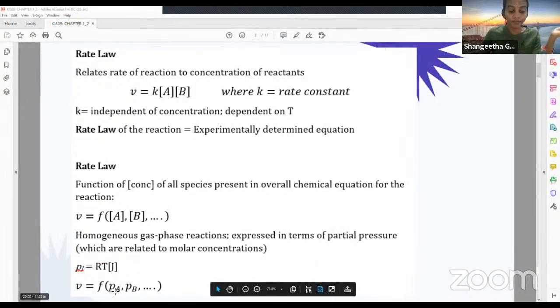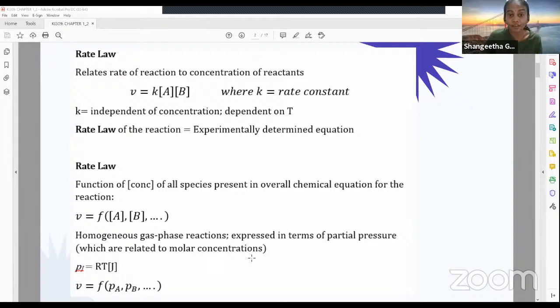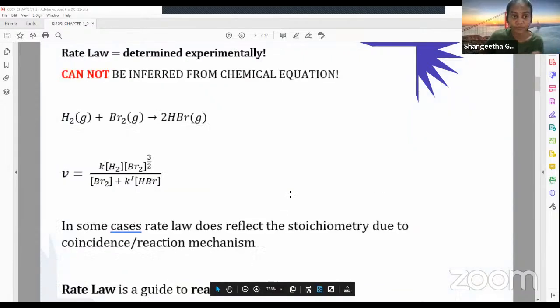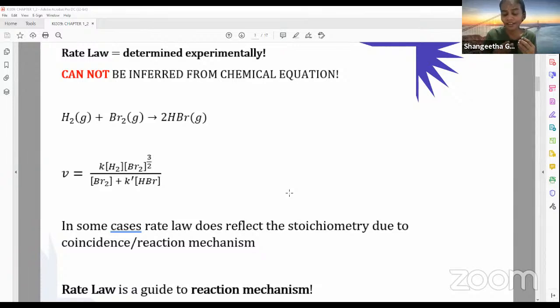So then you can have your rate of reaction as a function of partial pressure when it involves gas phase reactions. So you need to know when you are using concentration and when you're using partial pressure. Your rate law, as we said earlier, is determined experimentally. You cannot just infer it from a chemical equation.